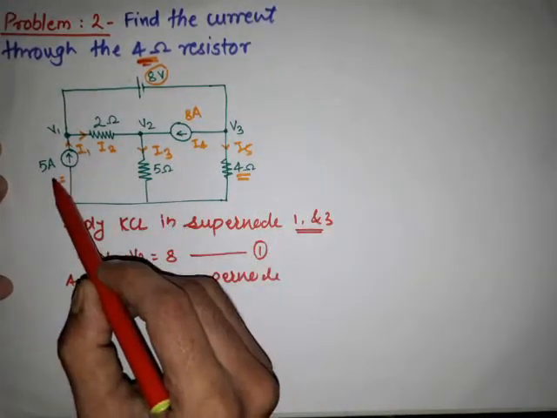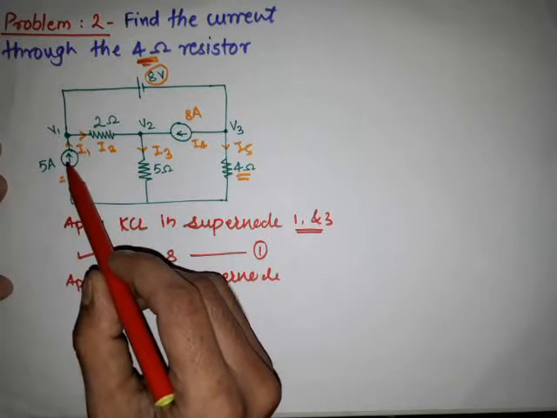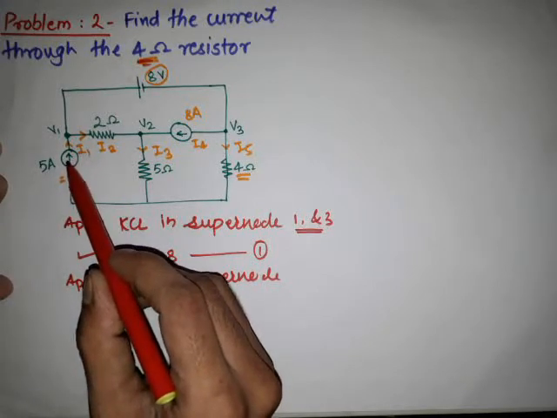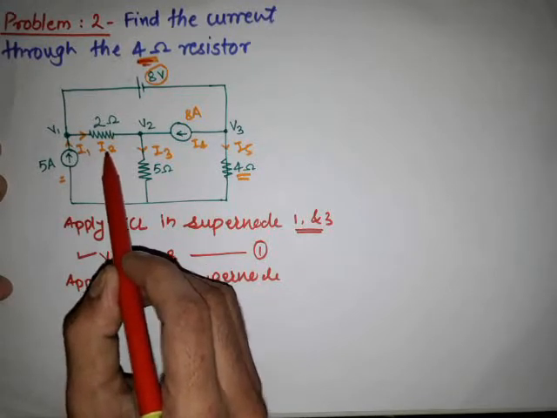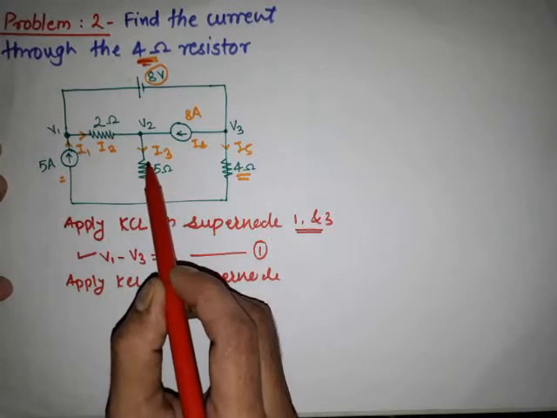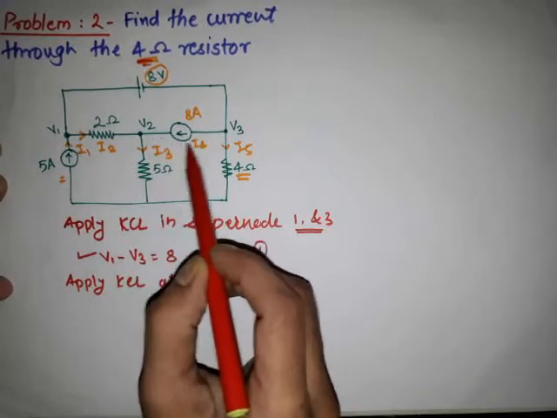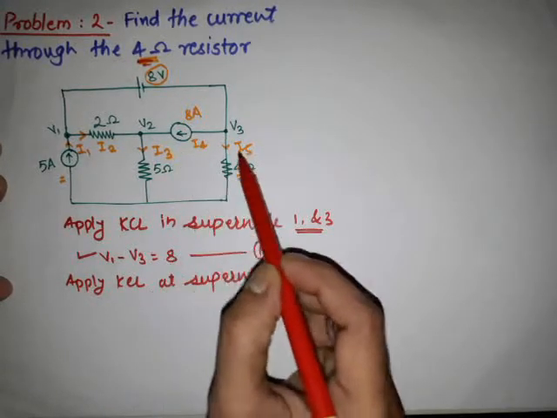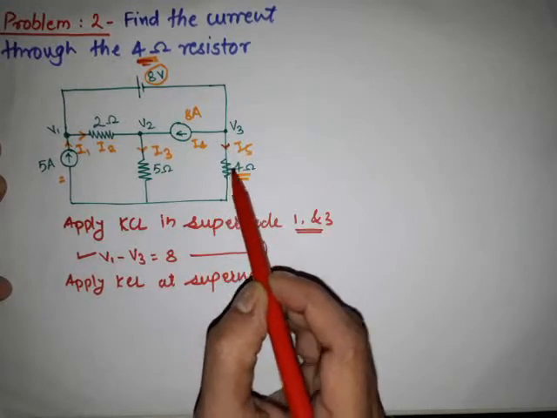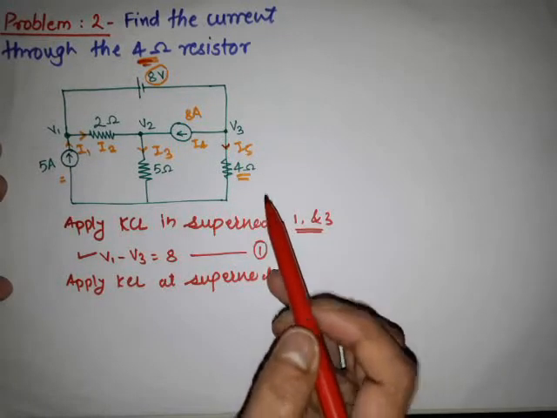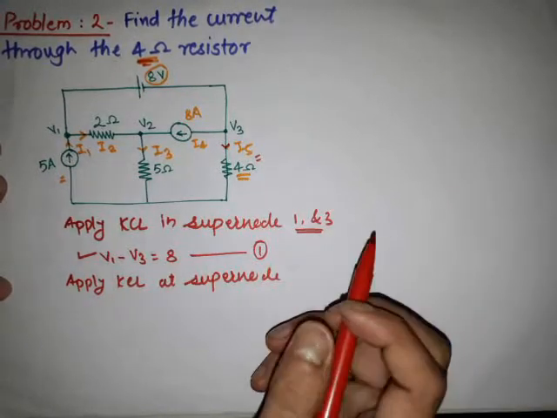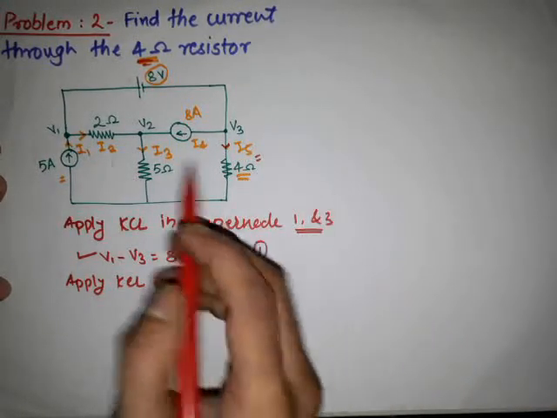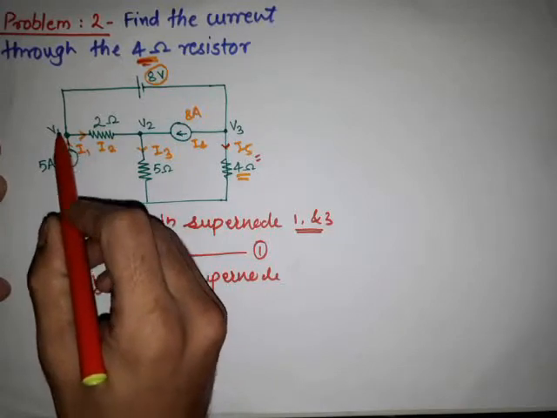Suppose this is a 5 amperes current source and having the direction which is in the upward direction, we are not changing that direction, so simply it is I1. Then current through a 2 ohm resistor will be I2, and current through a 5 ohm resistor is I3. For this current source, direction is given, therefore we are not changing it. When considering the direction through the 4 ohm like this, it is I5, and we have to find this current I5.